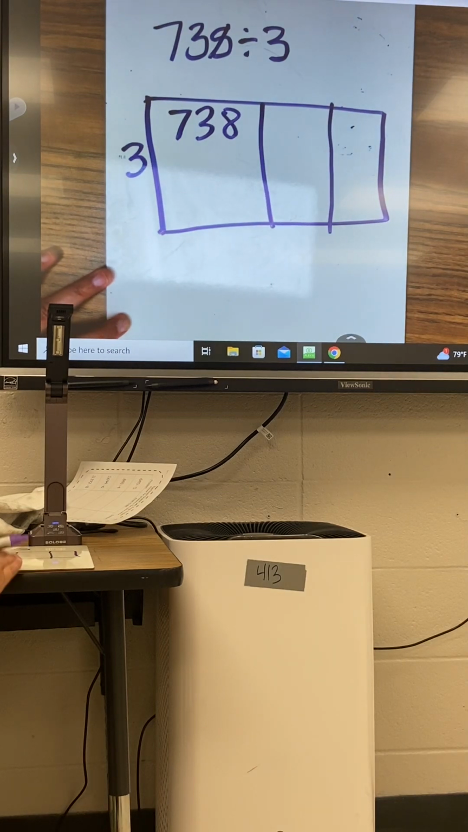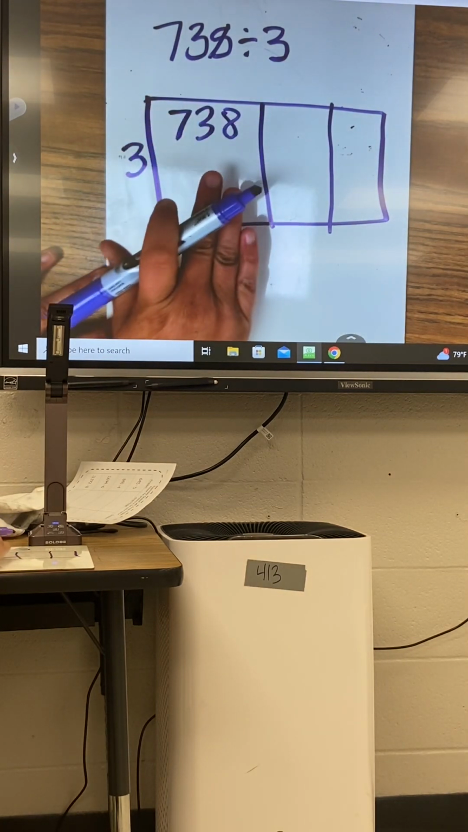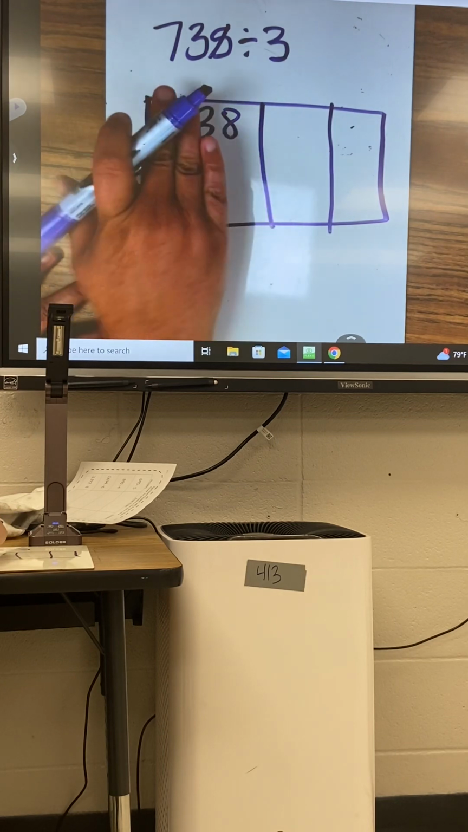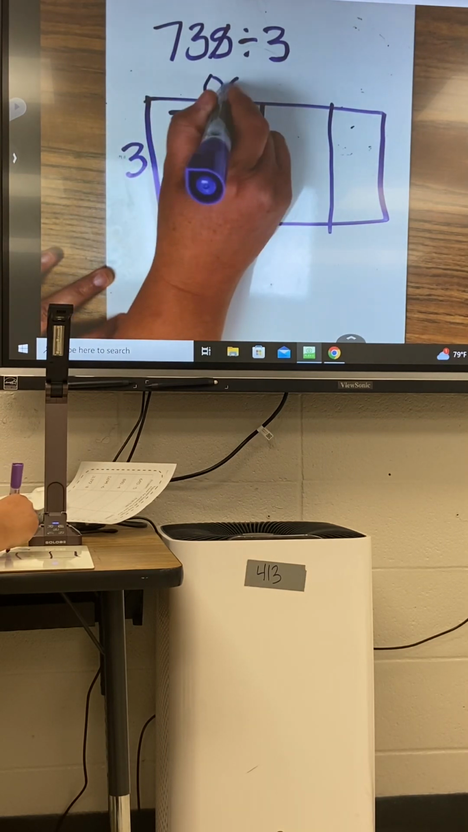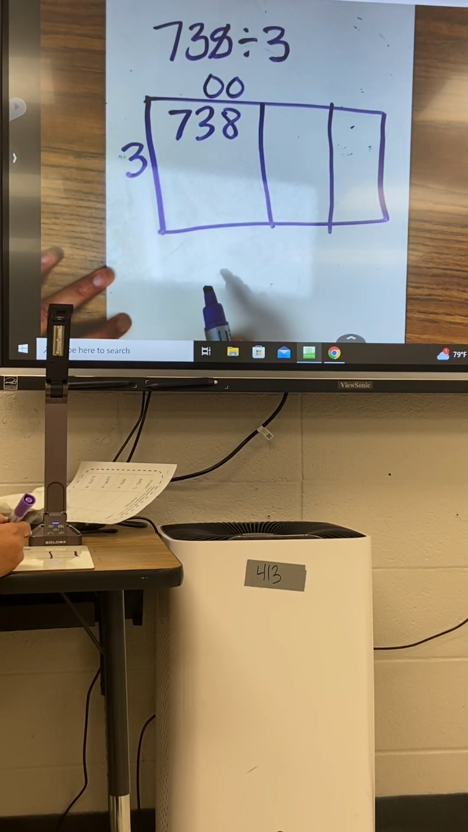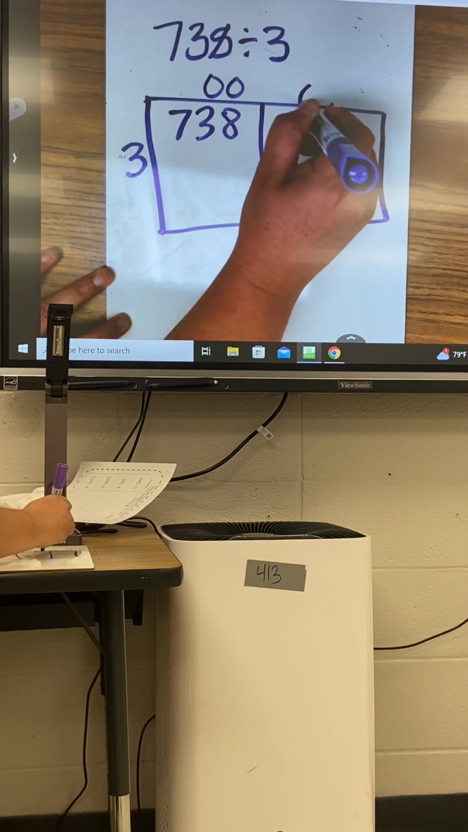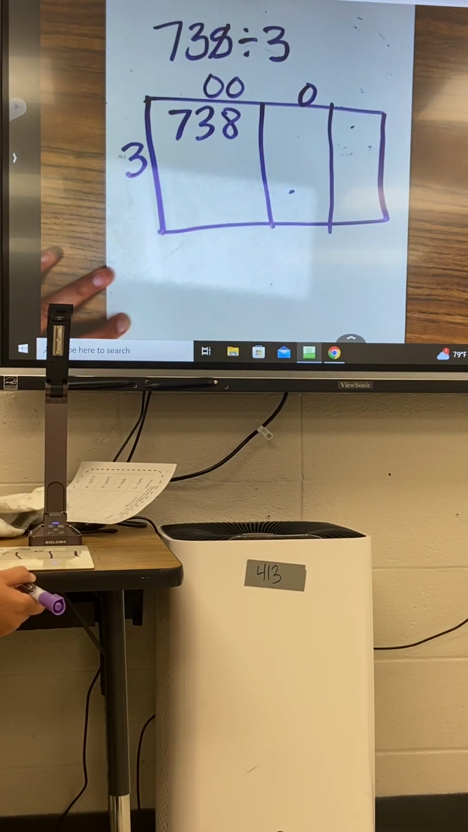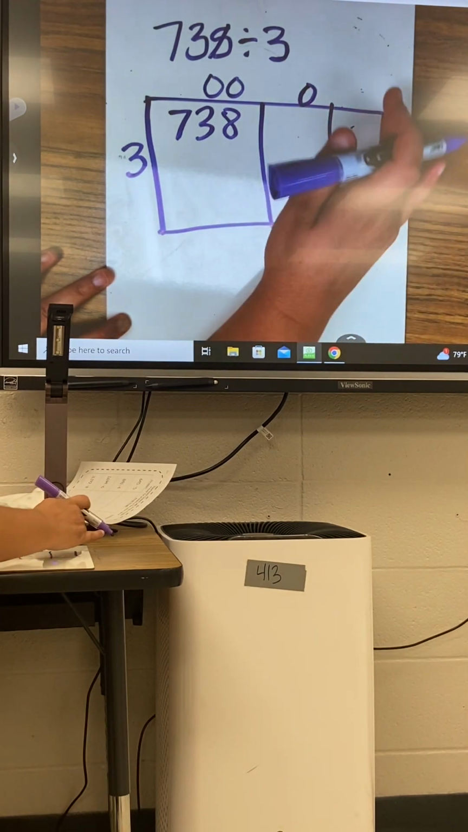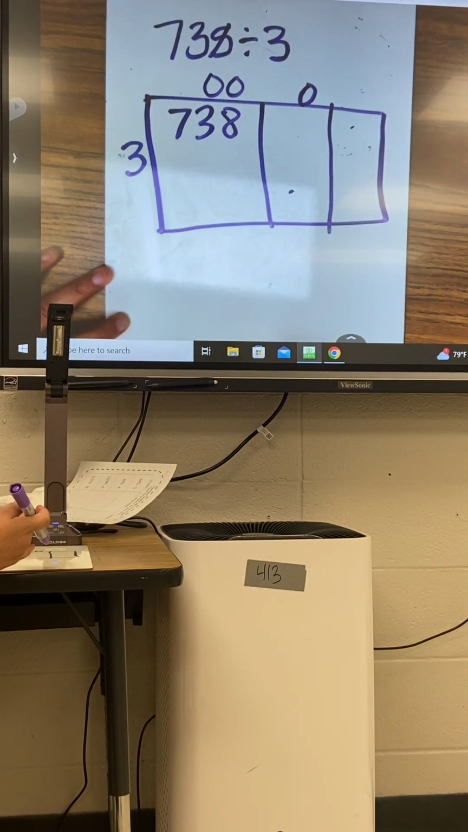divided by 3. This column, just like in the multiplication area model, is hundreds, so this is already going to end in 2 zeros, a 0 in the tens place and a 0 in the ones place. This is tens, so it's going to end in a 0 in the ones place, and then this will be ones, and there won't be any zeros.